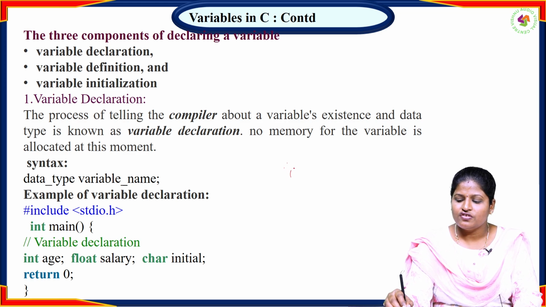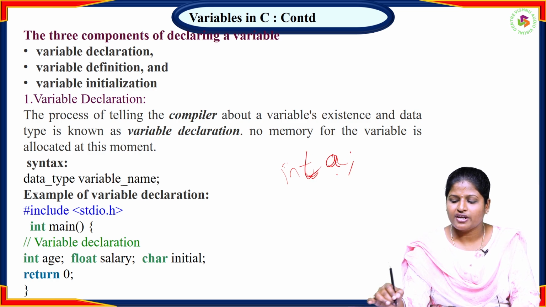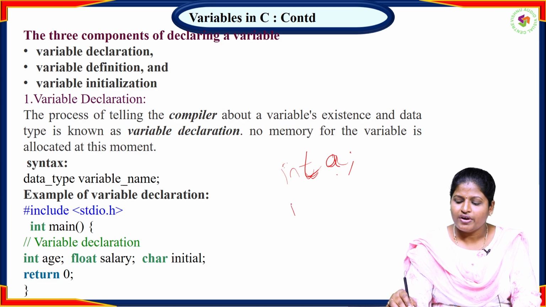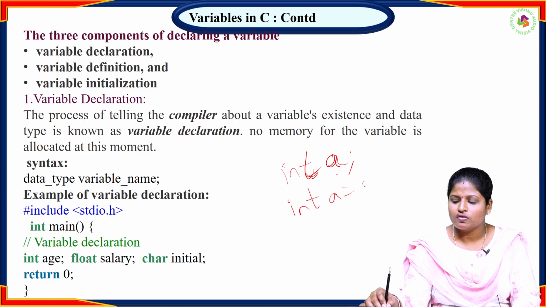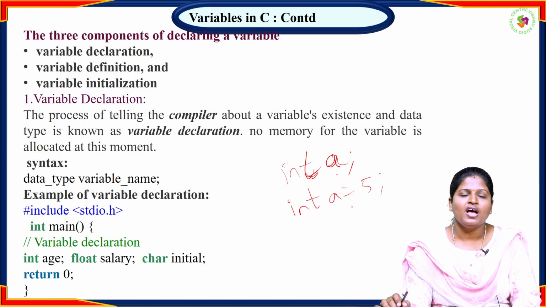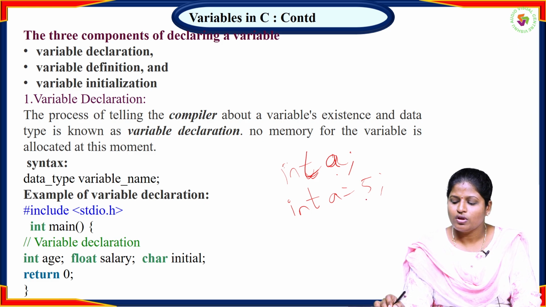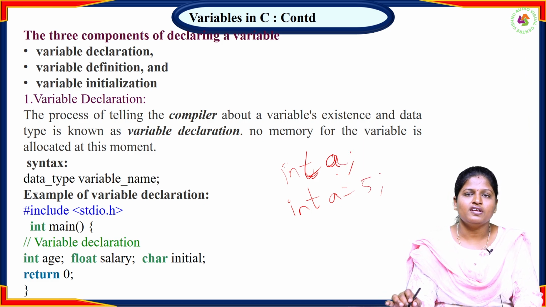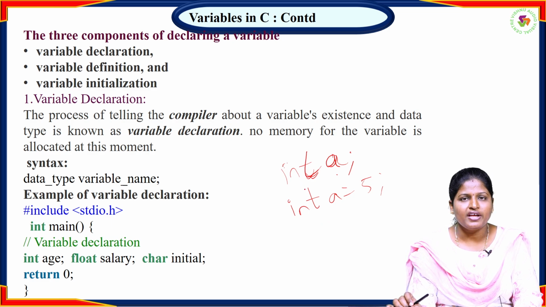Declaration meaning is just we are only specifying what type of variable I am using. For example, int a. I am using a variable of integer data type. This is called a declaration. When I write int a is equal to some value, this indicates initialization, that is I am assigning the value 5 to the particular variable. So this is the difference between declaration and initialization.